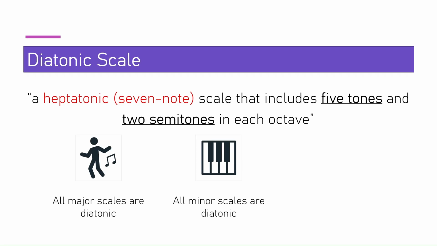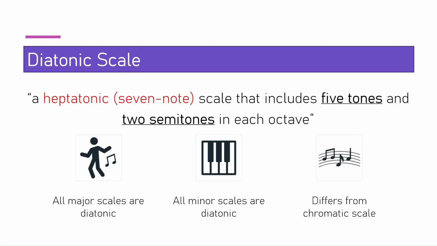All minor scales that we've also considered are diatonic scales, because all minor scales are made up of seven notes, whether it's harmonic or melodic minor. So let's also note that. We're talking about diatonic scales: all major scales and all minor scales are diatonic scales.